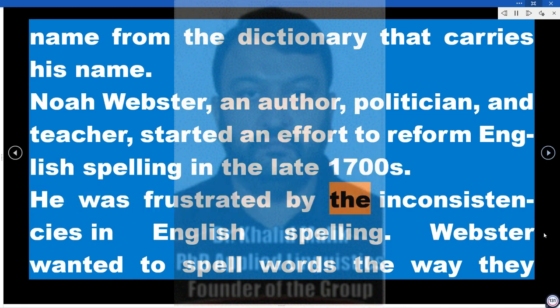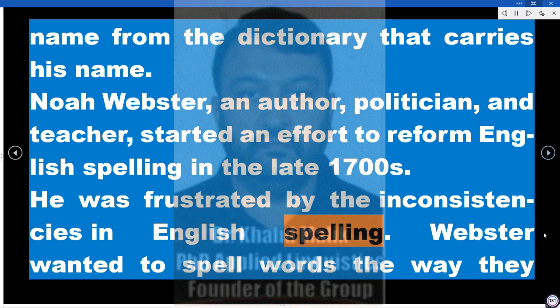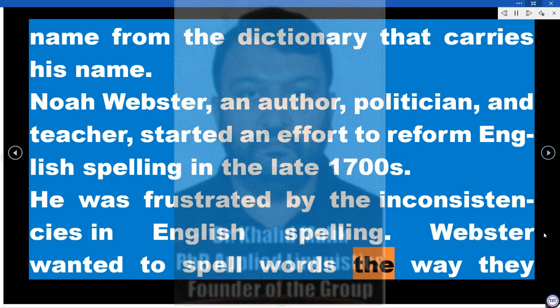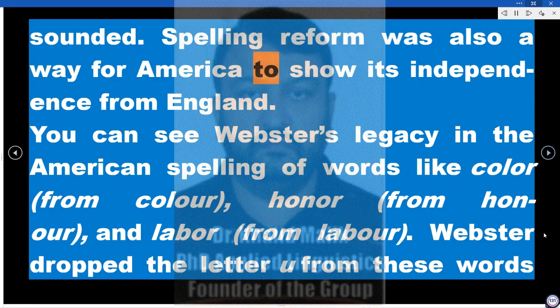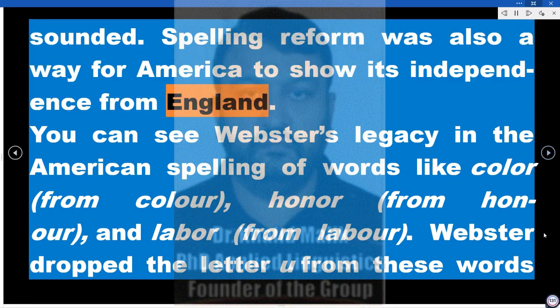He was frustrated by the inconsistencies in English spelling. Webster wanted to spell words the way they sounded. Spelling reform was also a way for America to show its independence from England.